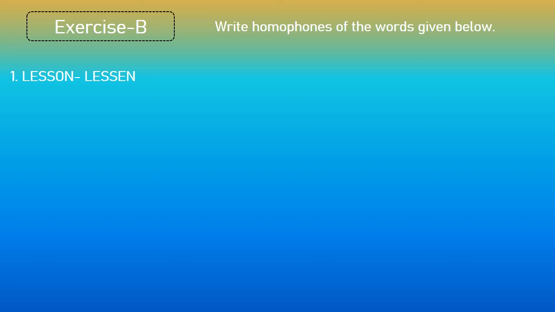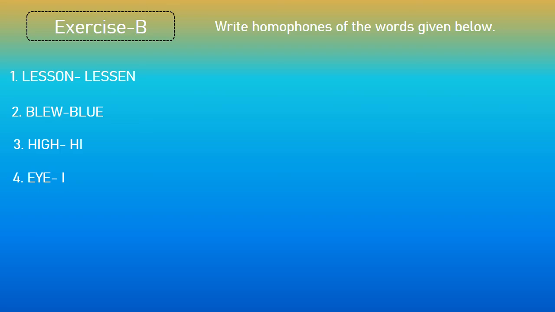Number 2, BLEW. Its homophone is BLUE. Its meaning is having the color of a clear sky when the sun shines. Number 3, HIGH. Yes, its homophone is HI. It is an informal word used when you meet somebody you know very well, as you say hi to your friends regularly when you meet them in the school. Number 4, EYE. Its homophone is only I. That is a personal pronoun.